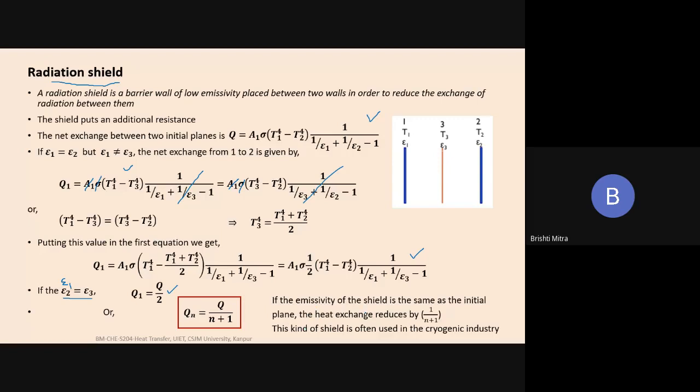So if the emissivity of the shield is the same as the initial plane, the heat exchange reduces by 1 by n plus 1. This kind of shield is often used in the cryogenic industry. Instead of using other fancy ways of reducing the rate of heat transfer, we can do the simple calculation and a simple arrangement so that the rate of heat transfer can be reduced substantially.